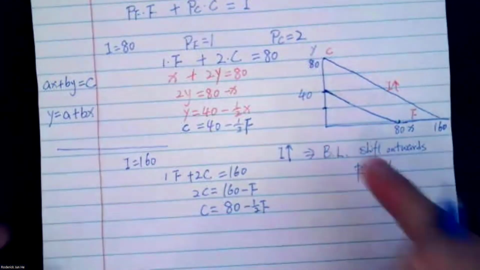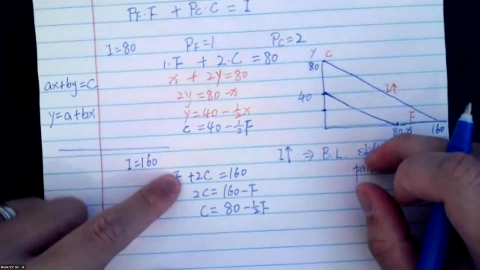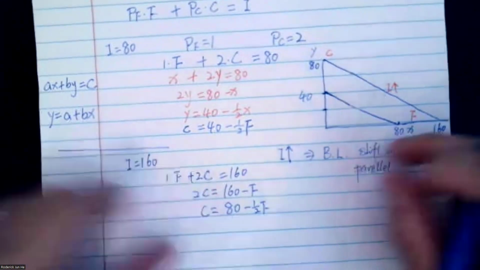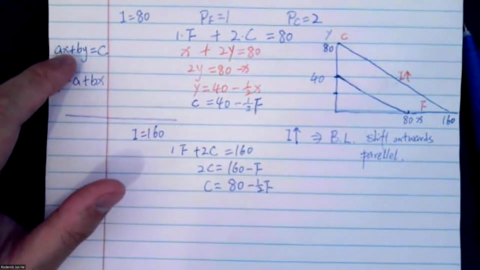Okay, so again, parallel shifting outwards. Your income increases, you're equally more affordable in food and clothes. So that's the first change. And let's now move into the second change.